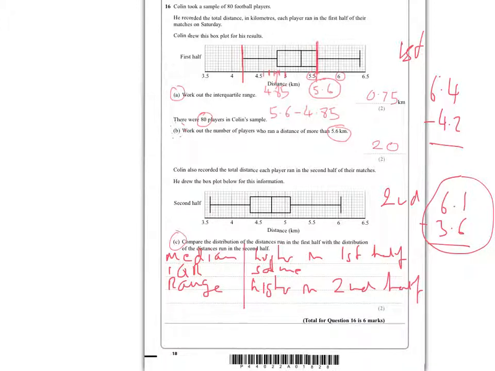Okay, so if we run an exam paper, we might want to actually do those calculations, make sure we've got the answers. For both marks there, you need to put one of those comparisons in the context of the question. So for the median, we could say, on average, people ran further during the first half.